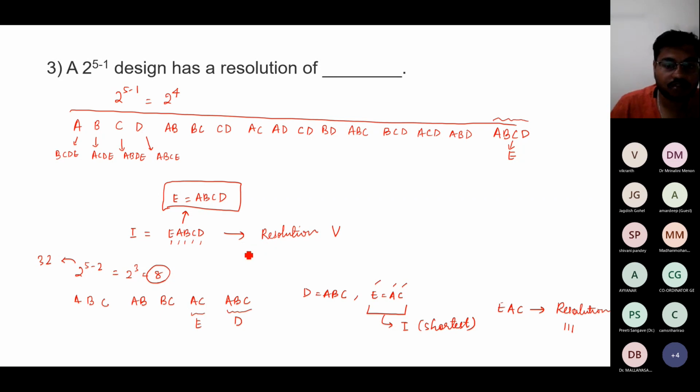So here we have the generator equations: D is equal to ABC and E is equal to AC. Of all the equations that we'll have for all these values, the shortest one will be E is equal to AC, which has 3 terms. Therefore, the resolution here is 3.